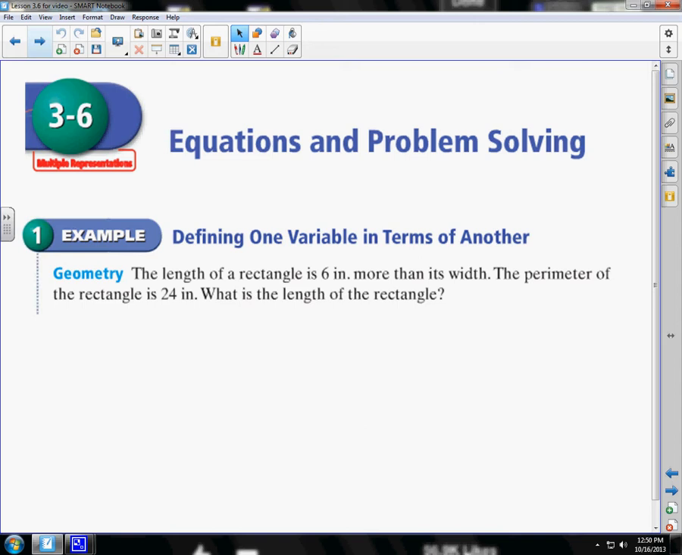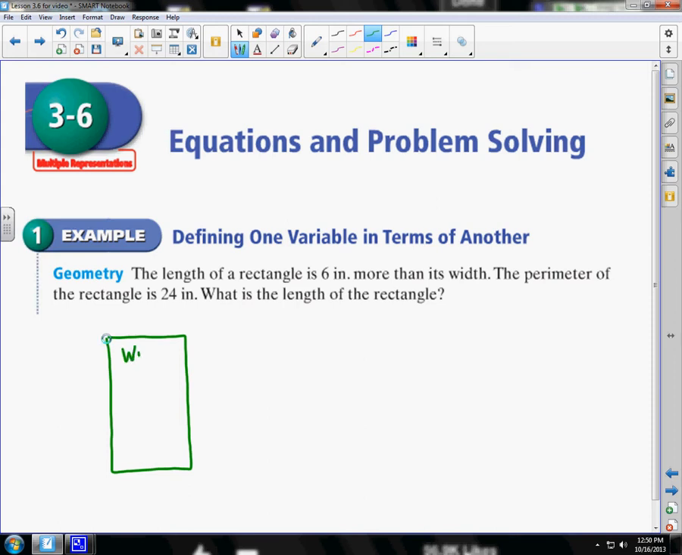So the length of a rectangle is 6 inches more than its width. The perimeter of the rectangle is 24 inches. What is the length of the rectangle? So if I have a rectangle and I know that this is width and this is length, okay, the length of a rectangle is 6 inches more than its width.